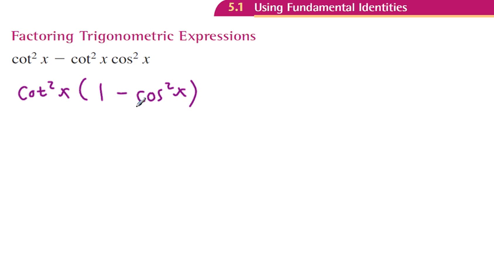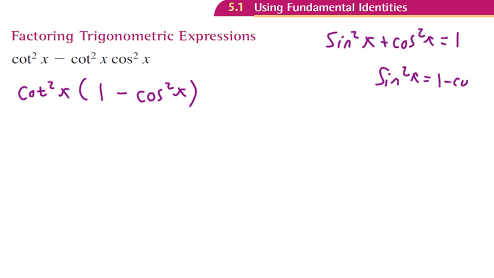This right here should ring a bell. You should be like, ding, ding, ding. This should look very familiar. And so on the side of your paper, you may want to write down the Pythagorean identity so that you can see what this is really equal to. Sine squared of x plus cosine squared of x equals 1. So we're trying to get 1 minus cosine squared of x. If I subtract cosine squared of x from both sides, I get sine squared of x equals 1 minus cosine squared of x. And so I can replace this whole thing with sine squared of x because that's what it's equal to.